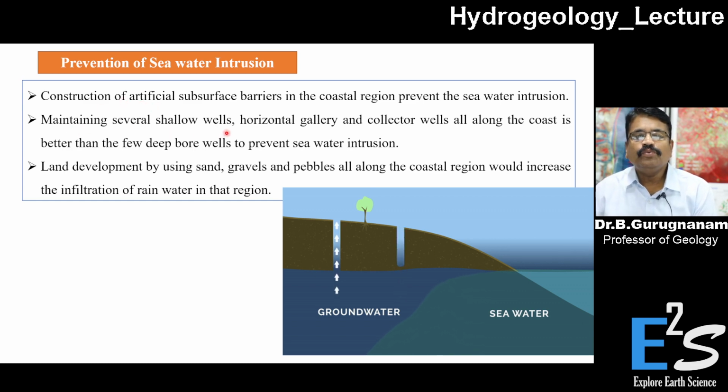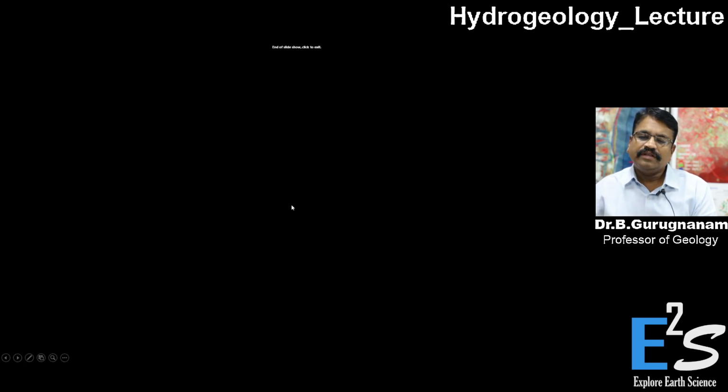Maintaining several shallow wells, horizontal galleries, and collector wells all along the coast is better than a few deep wells to prevent seawater intrusion. Land development using sand, gravel, and pebbles all along the coast will also increase the infiltration of rainfall into that region. So, this is how we can prevent seawater intrusion. With this, the lecture comes to an end with respect to the relationship between freshwater and salt water in lagoon areas and islands.